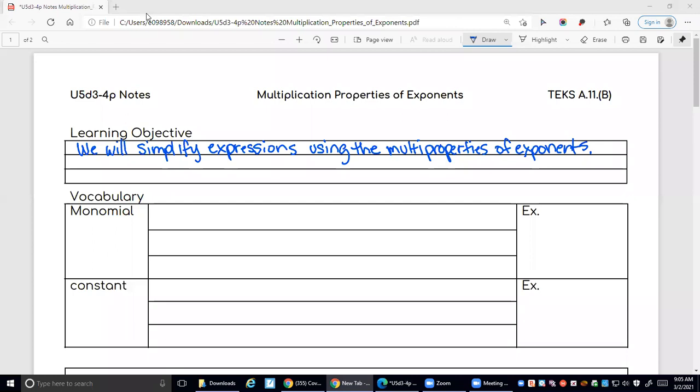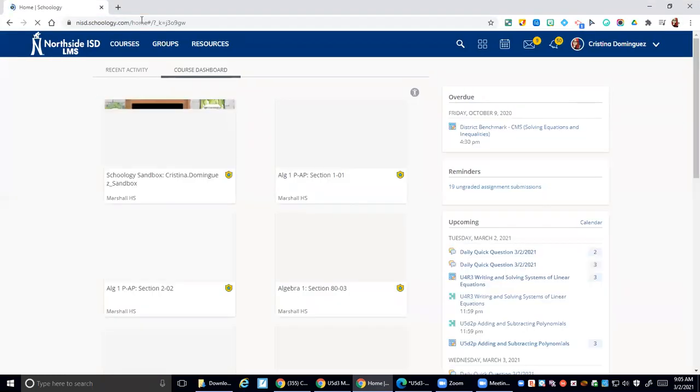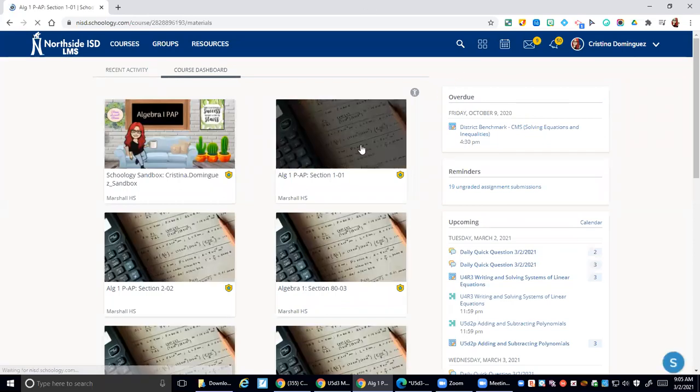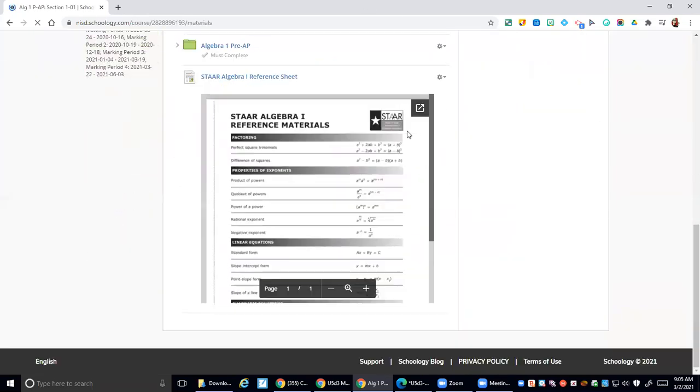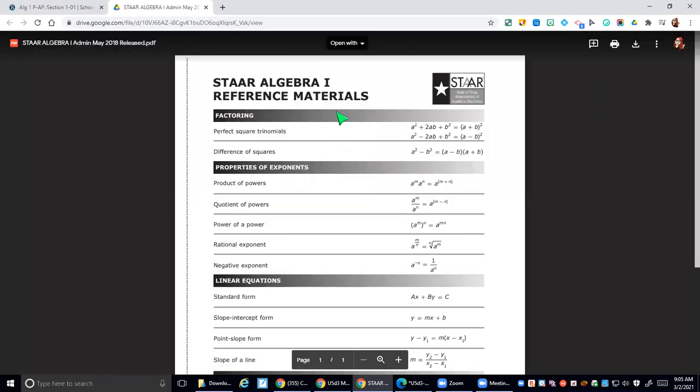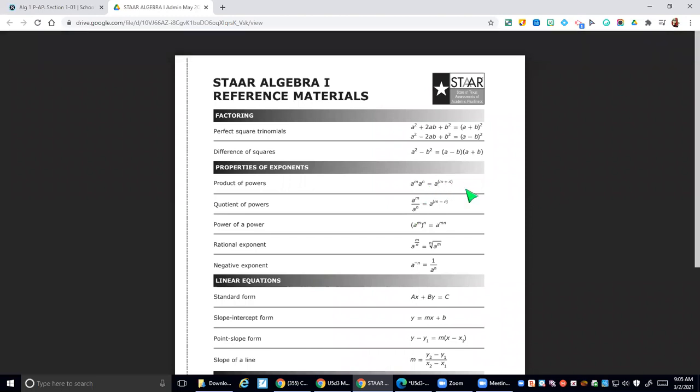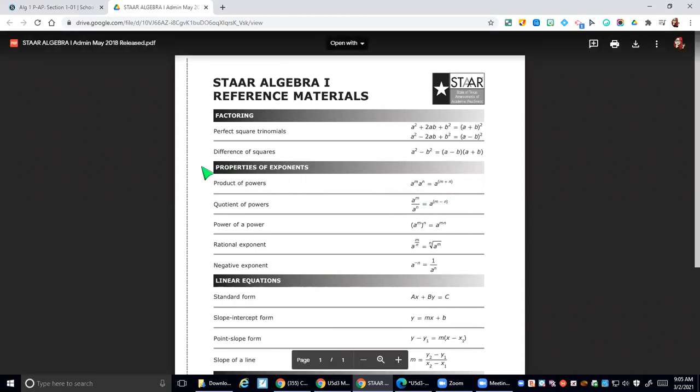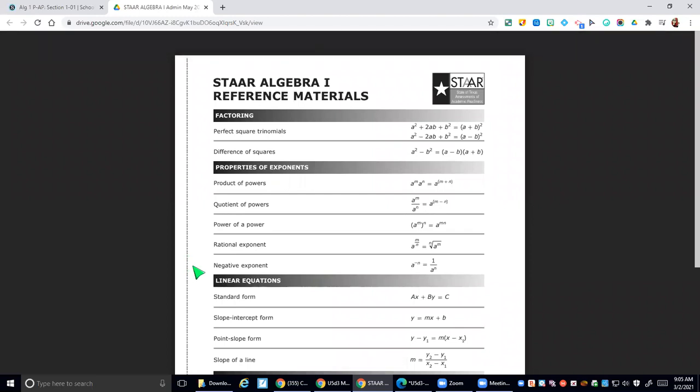I'm going to bring it over here. In your Schoology, I posted it on the bottom, and I put it also in the assessment for tomorrow. But if you have access to a printer, I put it on the very bottom. It's the STAR Algebra 1 reference sheet. And you will have access to this sheet on your STAR exam. It's really important that we learn how to read it, so you know how that could even be helpful to you, okay? We're going to be focused on this week, and then when you come back from spring break, the properties of exponents, okay?